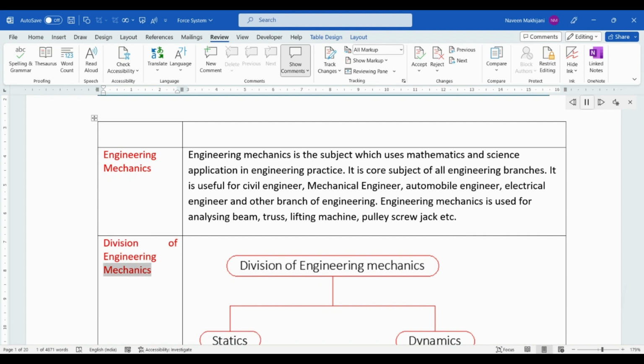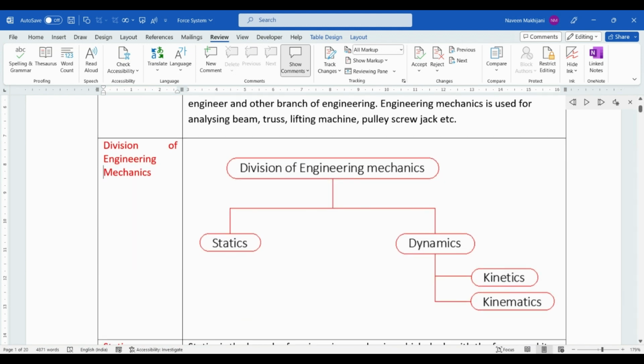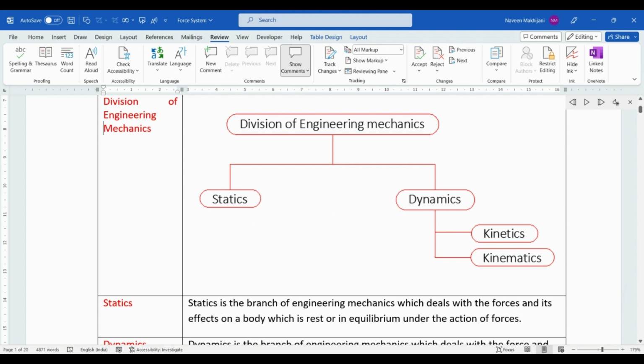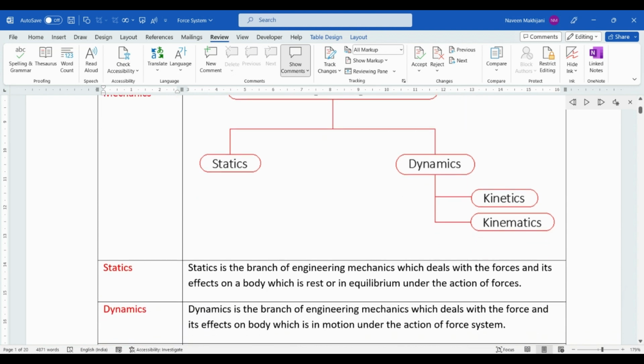Division of engineering mechanics. Engineering mechanics can be divided into two parts, statics and dynamics. Dynamics has two parts, kinetics and kinematics.